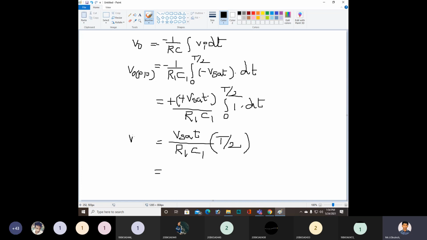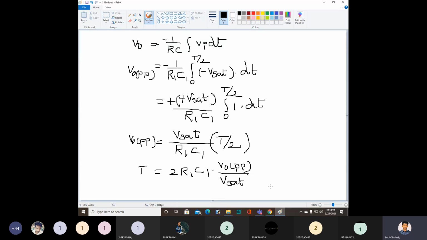And then that equals this V naught peak to peak. Then T equals 2 R1 C1, you need to send this to that side, 2 R1 C1 into V naught peak to peak divided by V saturation. So this is the time period T.